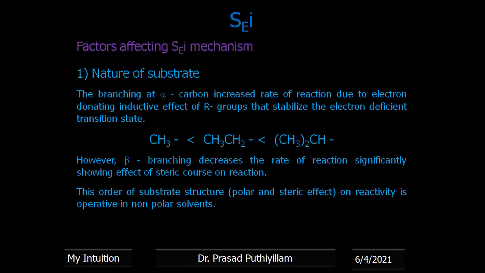Now, factors affecting SEI mechanism. First factor, that is nature of the substrate: branching at alpha carbon. So we know what alpha carbon is. The carbon containing the functional group, or the carbon to which the leaving group is attached, we call the alpha carbon. So any further alkyl branching at the alpha carbon will increase the rate of reaction due to the electron donating inductive effect. You know, alkyl groups have a plus inductive effect.